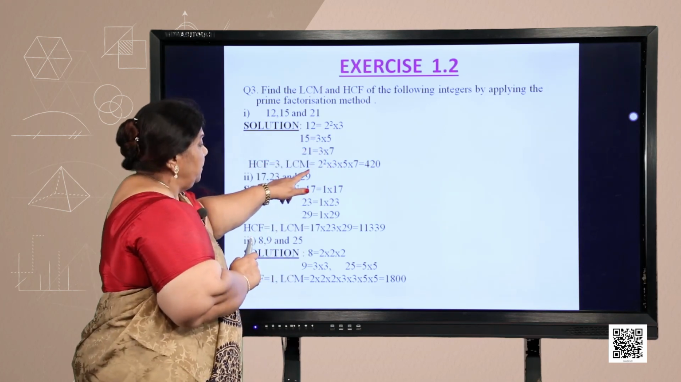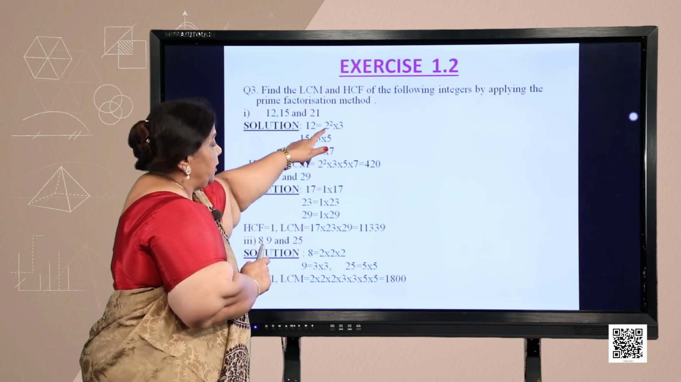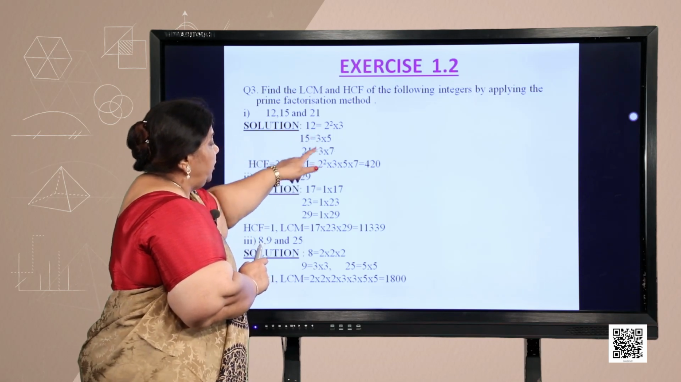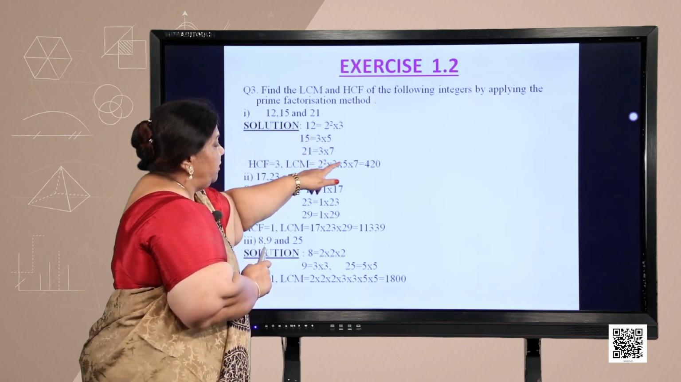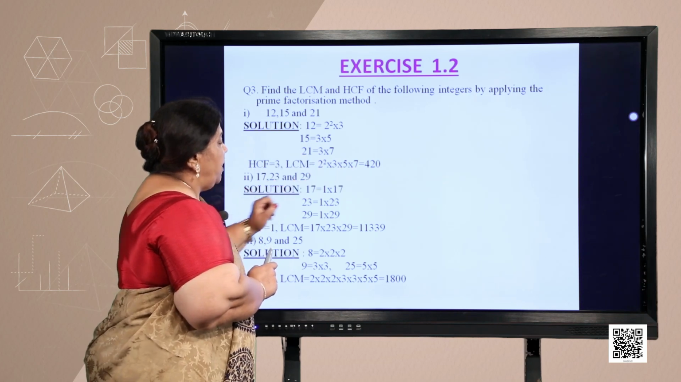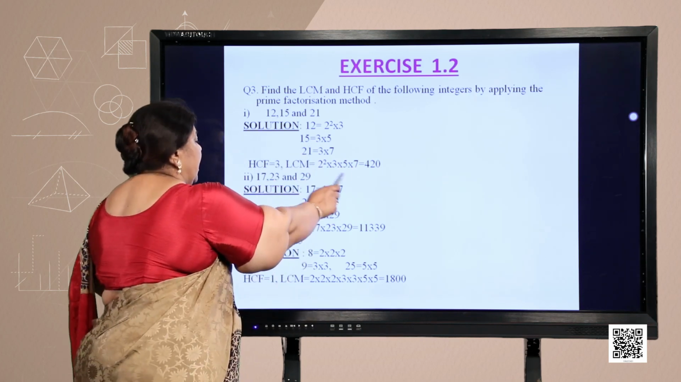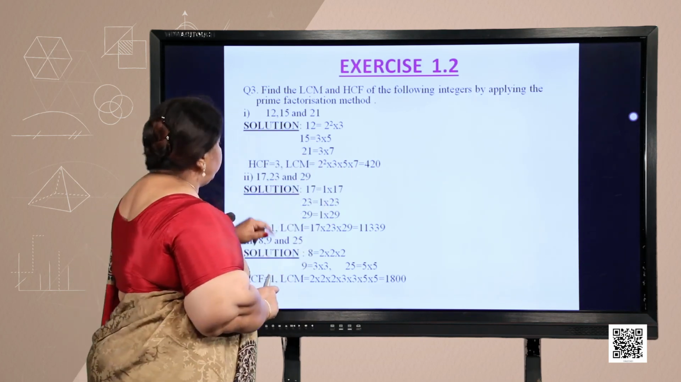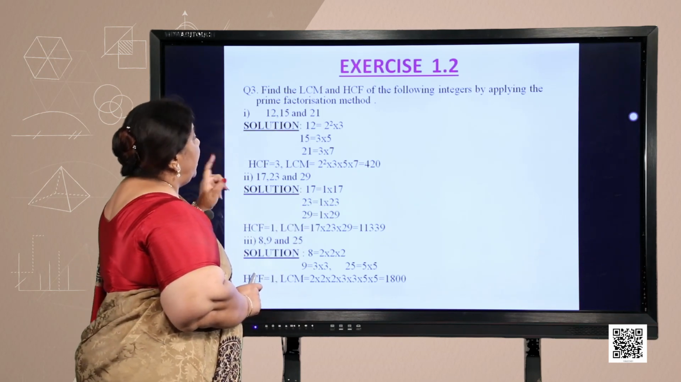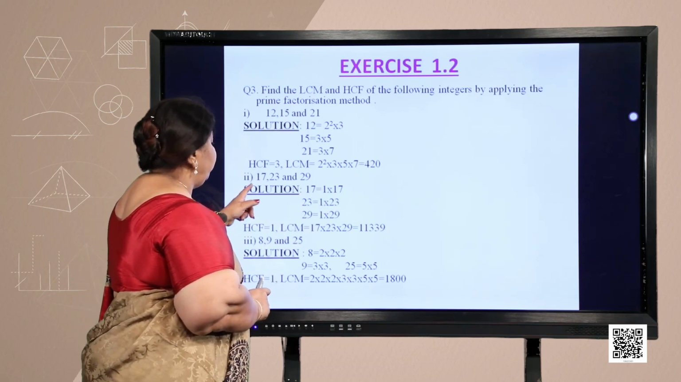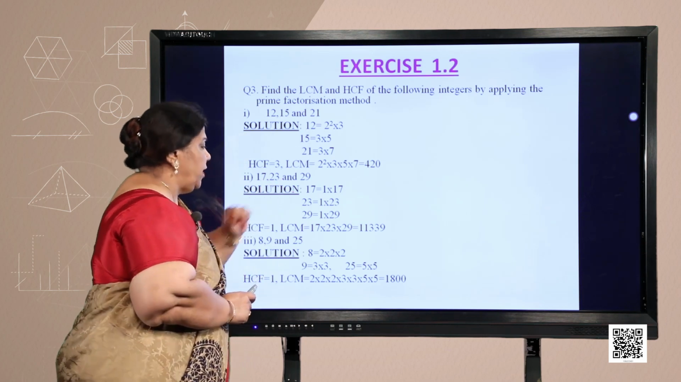Now, HCF is 3 because only 3 is common in all the 3 numbers. And what about LCM? For LCM we will be taking the higher power, that is 2 square into 3 into 5 into 7. So, we have 420 as LCM. In the next question, we have to again find LCM and HCF for 17, 23 and 29.